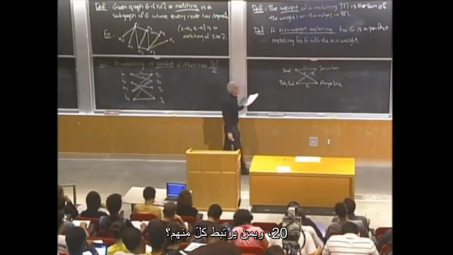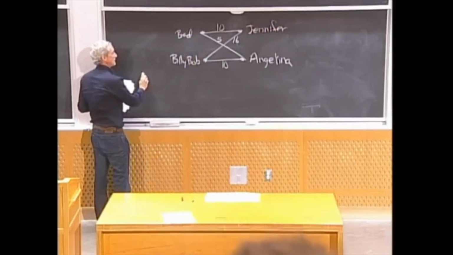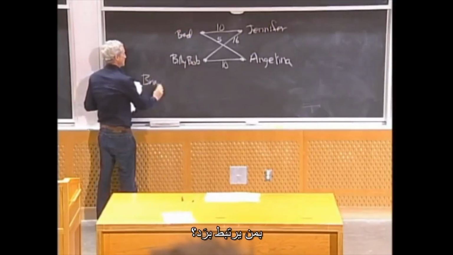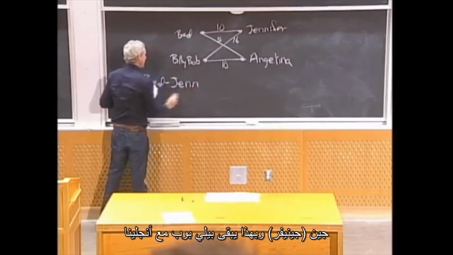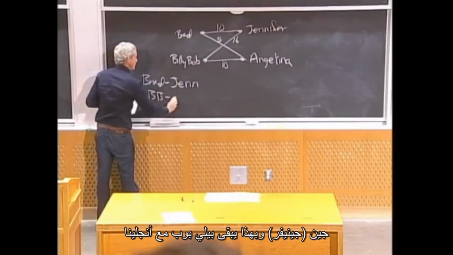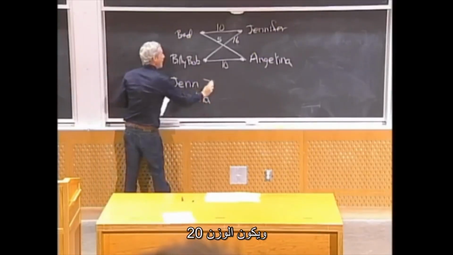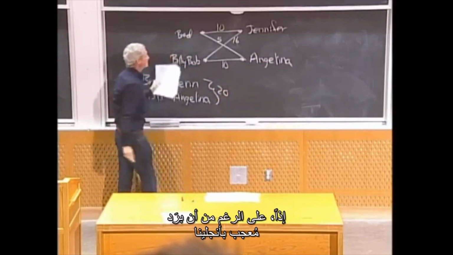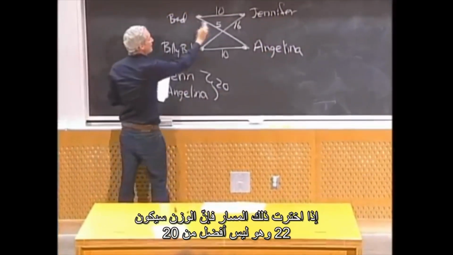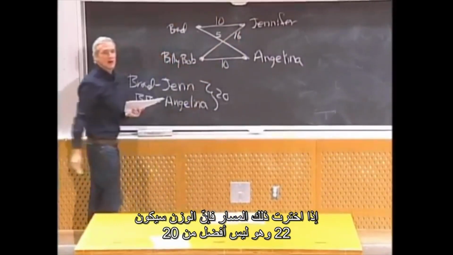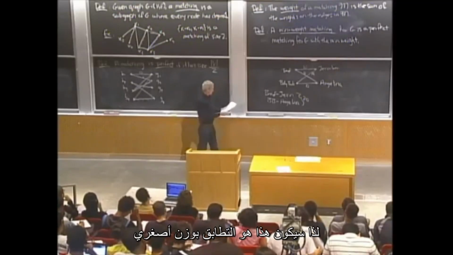20. And who gets paired with who there? Who does Brad get hooked up with? Jen. And that leaves Billy Bob with Angelina. And the weight is 20. So even though Brad really likes Angelina, if I go that route, my weight is 21, which is not as good. So the min-weight matching would be this one.